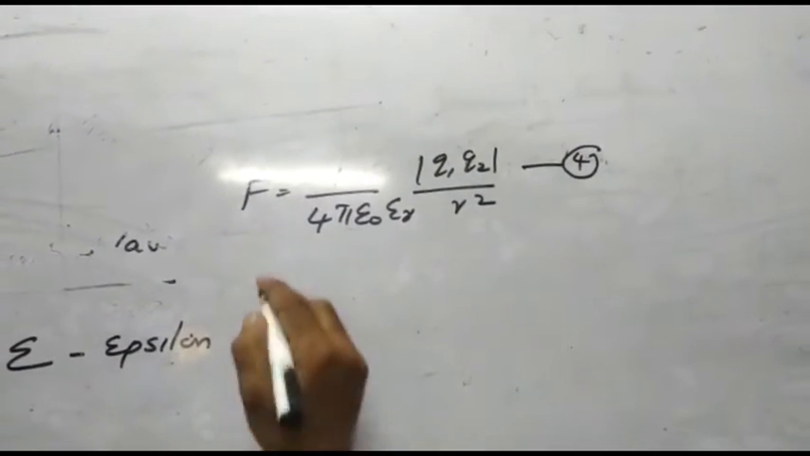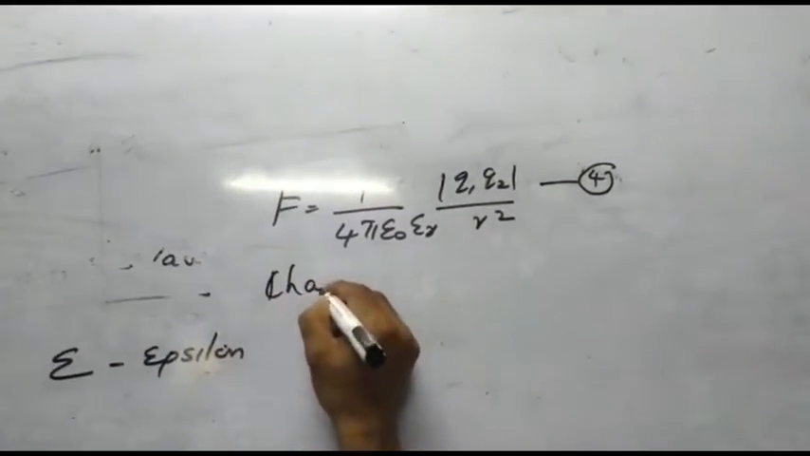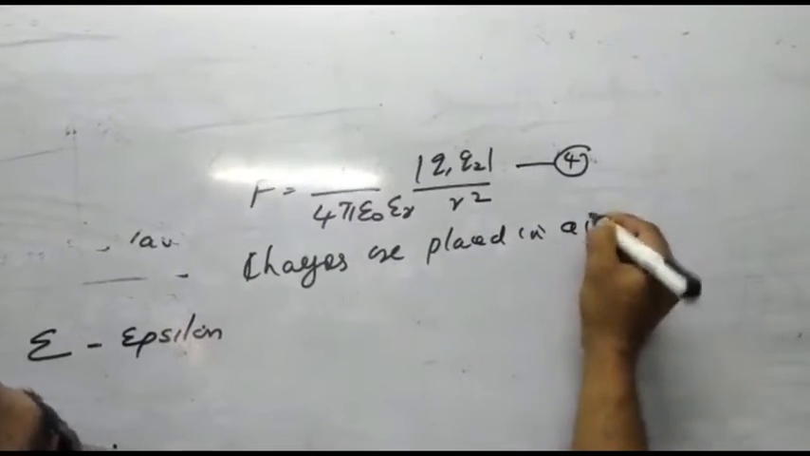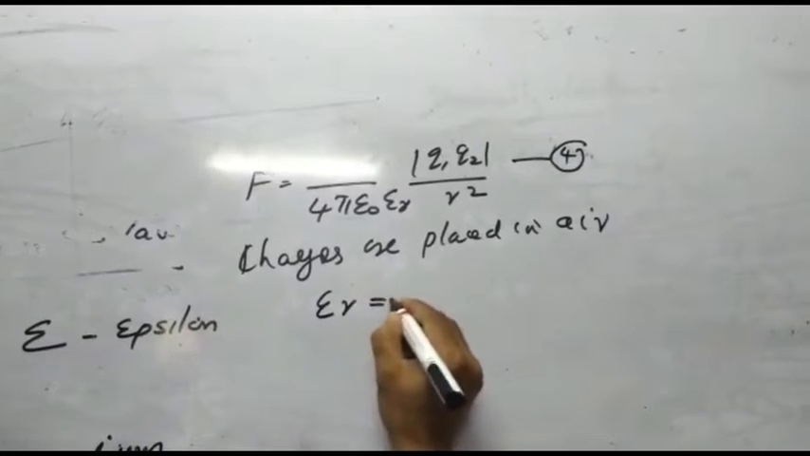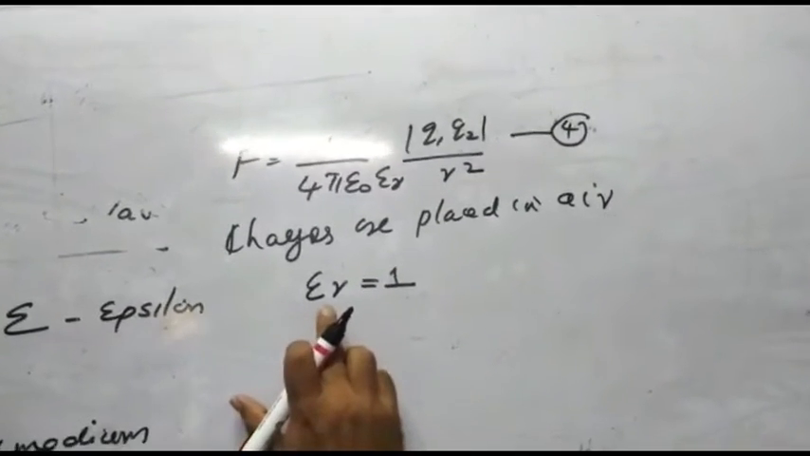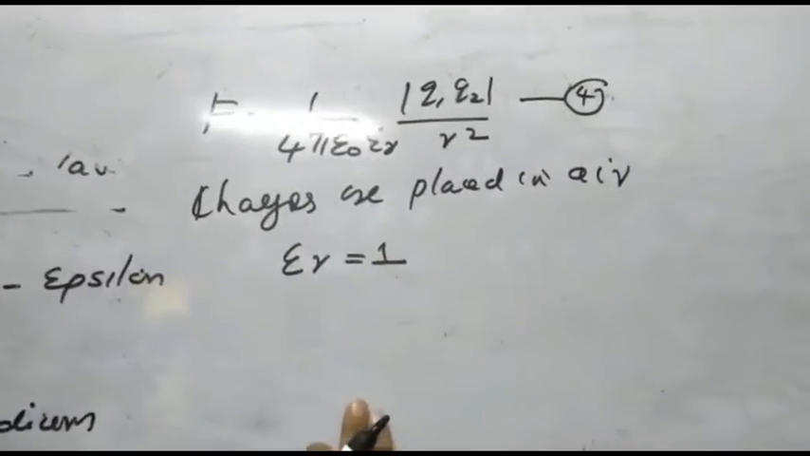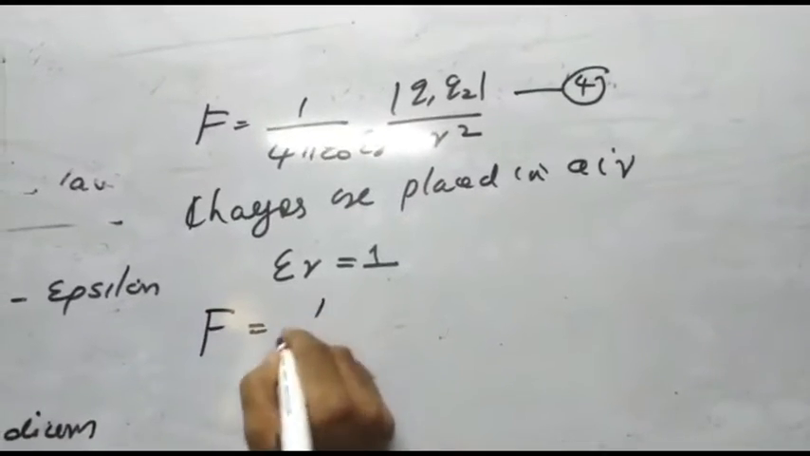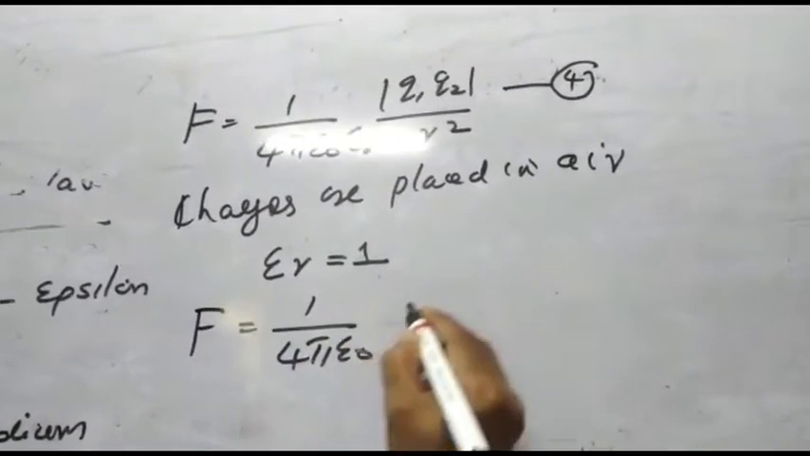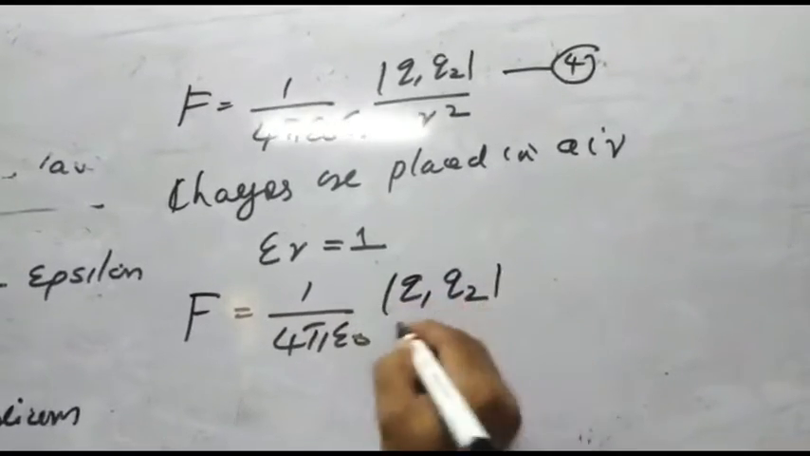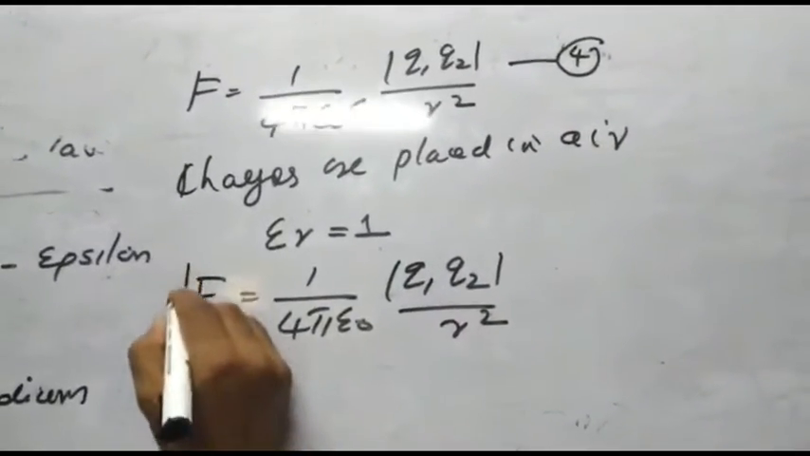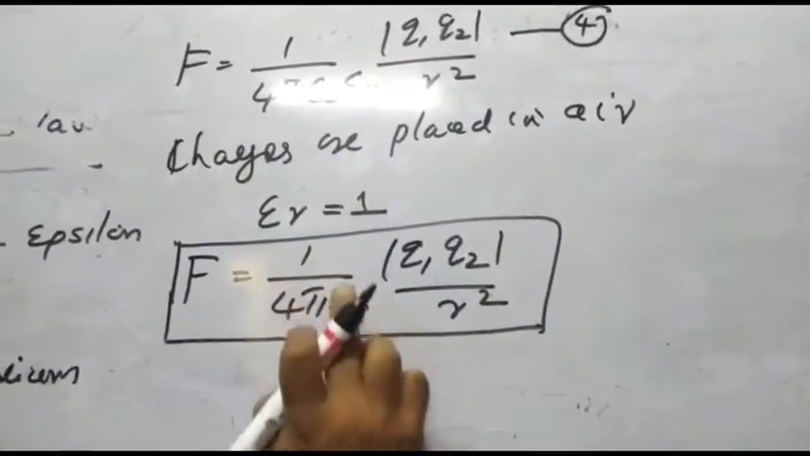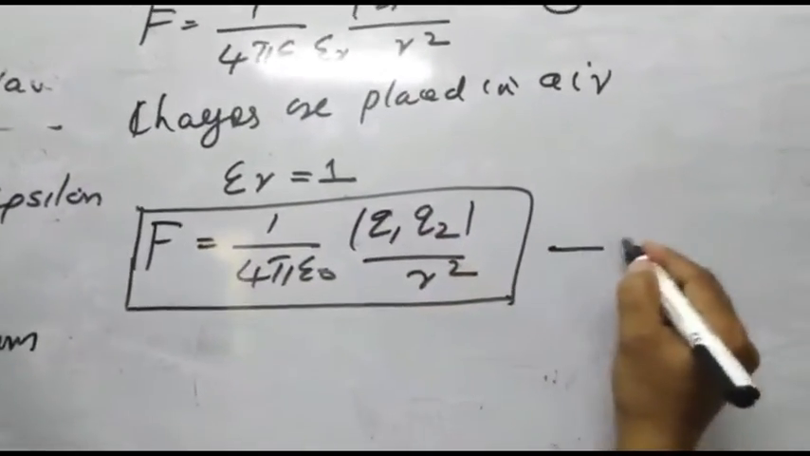Well, now for air, if the charges are placed in air, epsilon r equal to 1. That means the relative permittivity of air is always 1. And the equation becomes F is equal to 1 by 4 pi epsilon 0 Q1 Q2 by R square. So, this is a very important equation, one of the important equations related to Coulomb's law.